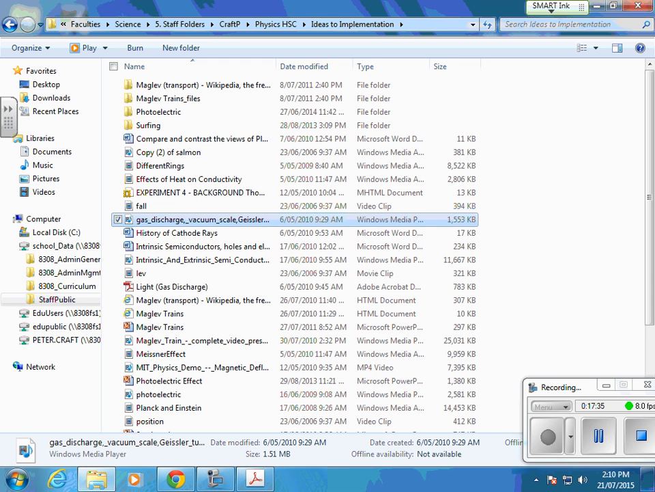You can put a new heading, ideas to implementation. You can just write down the 4 or 5 most significant dates and what they're about in just very simple summary form.